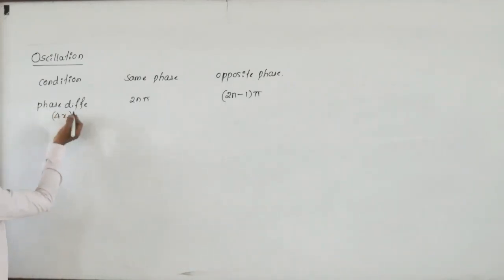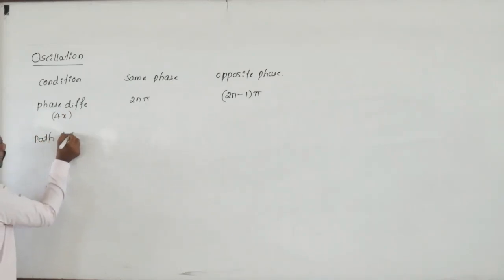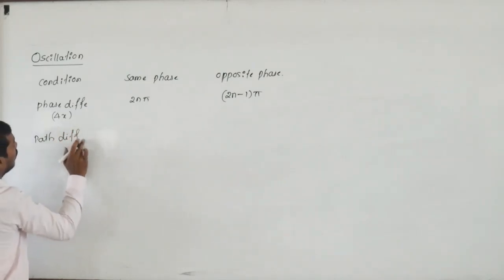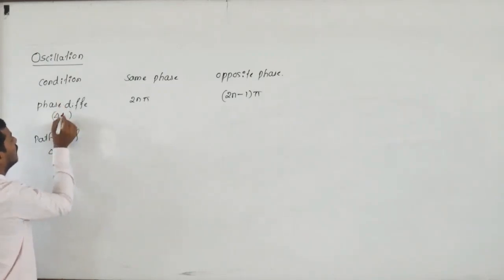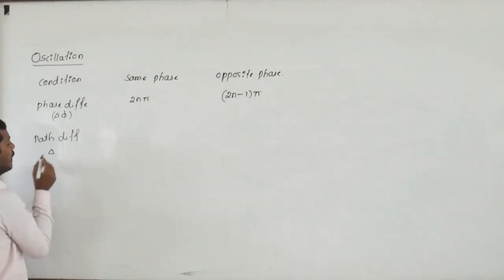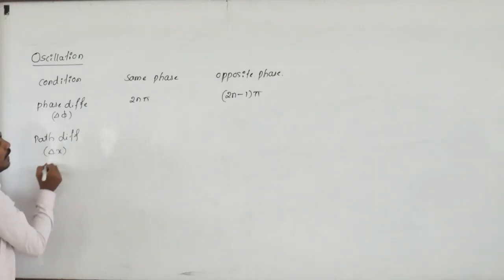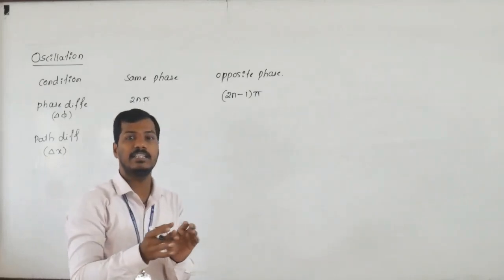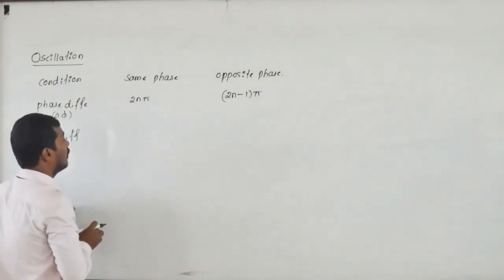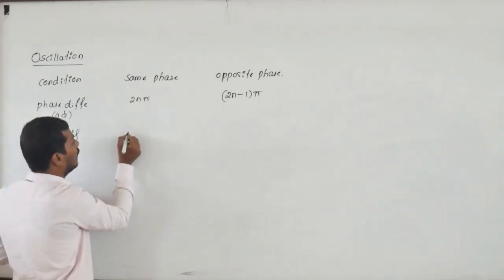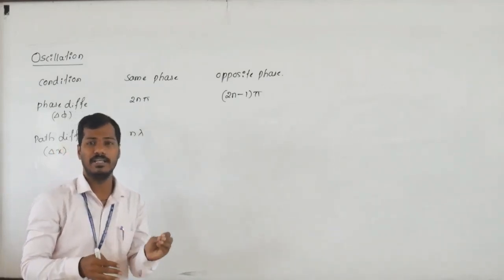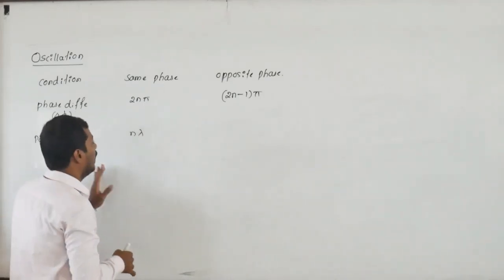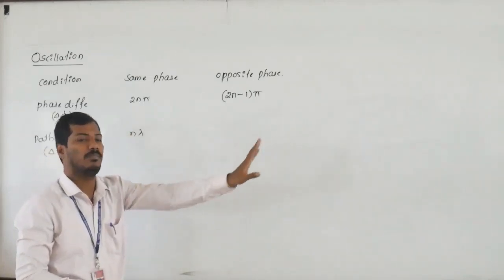And then another one is path difference. Sorry, phase difference is delta phi, and path difference is delta x. Delta x is a distance, in terms of lambda. In the same phase, it is an integral multiple of lambda, not an odd multiple, where n is equal to 1, 2, 3, 4 to infinity.